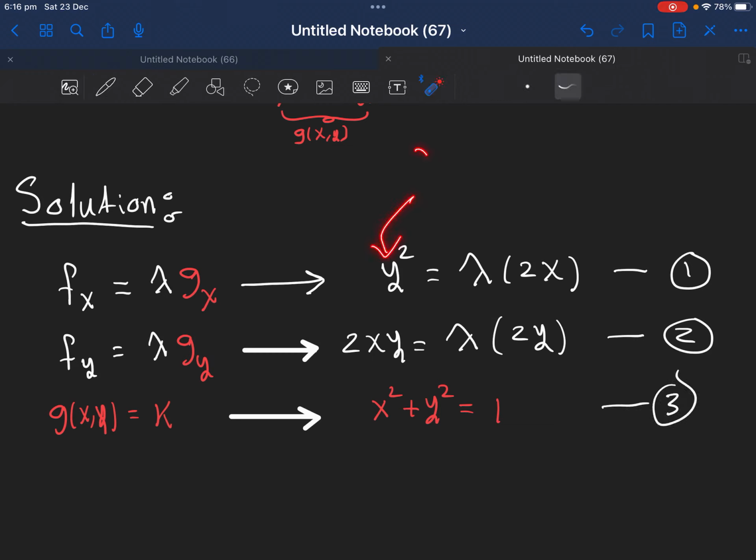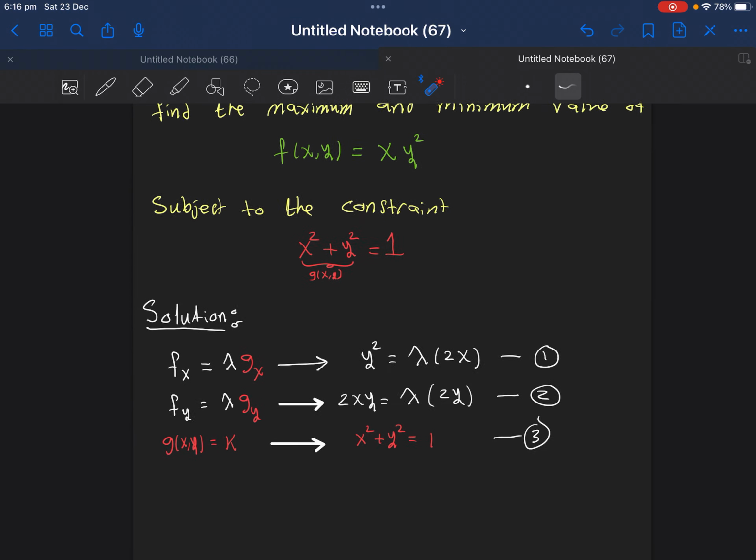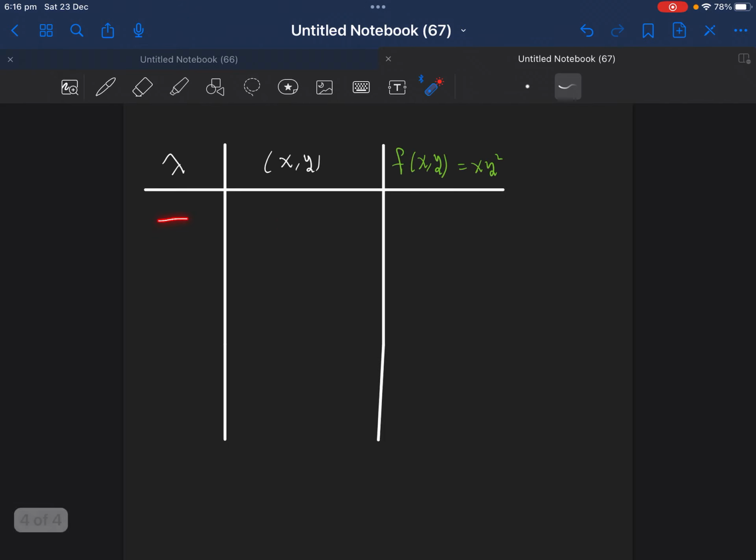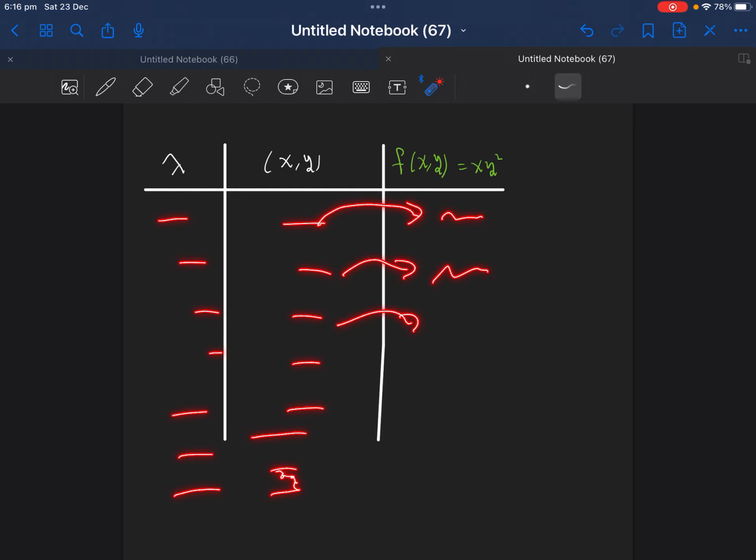What we have so far, we have 3 variables, x, y, and lambda, and we have 3 equations. So we need to find all the possible values for x, y, and lambda. After we find all those possible values, all of them without ignoring any possibilities, we will write them down in this table. So we will fill this table with all the possible values of x, y, and lambda that satisfy the 3 equations that we have. Afterward, for each x, y, we will find the value for the function f. So we'll have a table full of numbers.